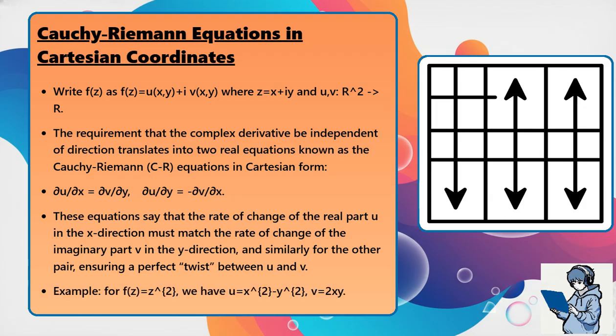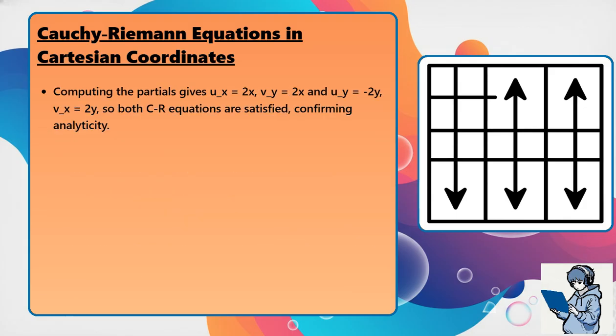Example: for f(z) = z², we have u = x² − y², v = 2xy. Computing the partials gives u_x = 2x, v_y = 2x, and u_y = −2y, v_x = 2y, so both CR equations are satisfied, confirming analyticity.